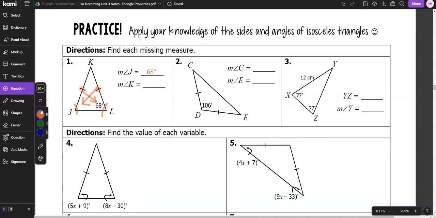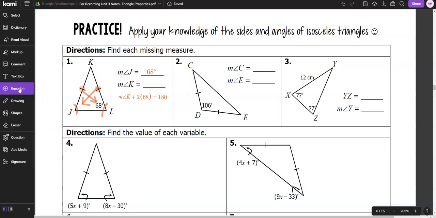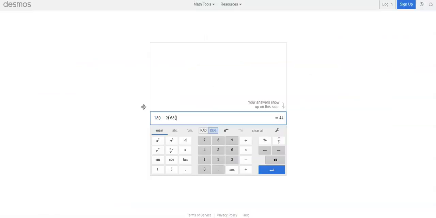And then for angle K, we're going to use the interior angles of a triangle. We have the measure of angle K plus the two other angles, so 2 times 68, because they're both 68 degrees, is equal to 180. And then all we have to do is subtract 2 times 68 from 180. So our next line would be the measure of angle K equals 180 minus 2 times 68. There's the calculator, and we get 44.